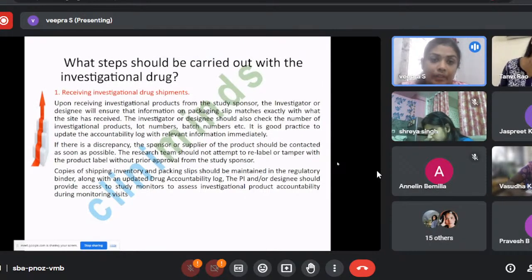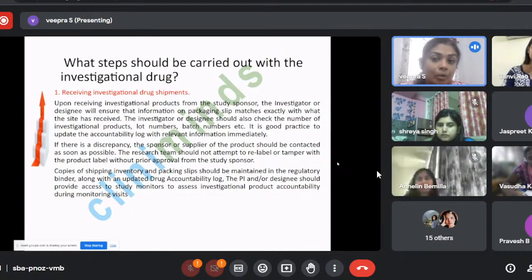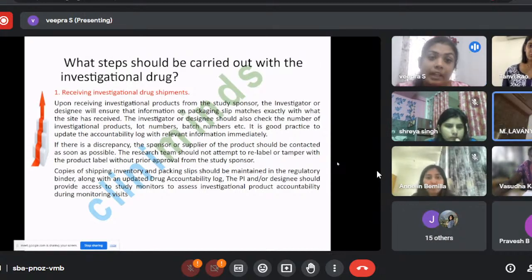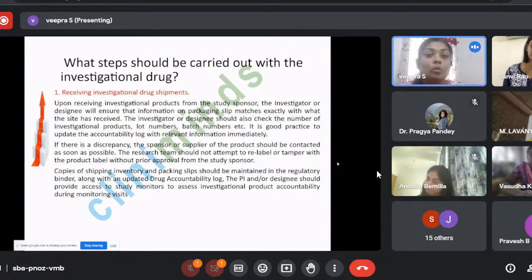Okay, so you have done the cross-checking of the information present in the IMP shipment document against the details present in the IP label. If no errors are present, what can we do? We can do the registration in IWRS. What is IWRS? Interactive Web Response System, in which you have to register the medicine which you received.